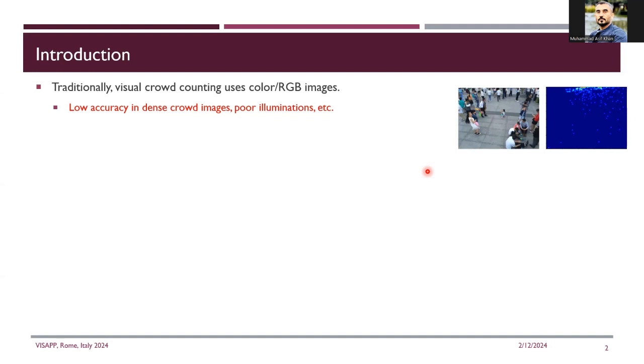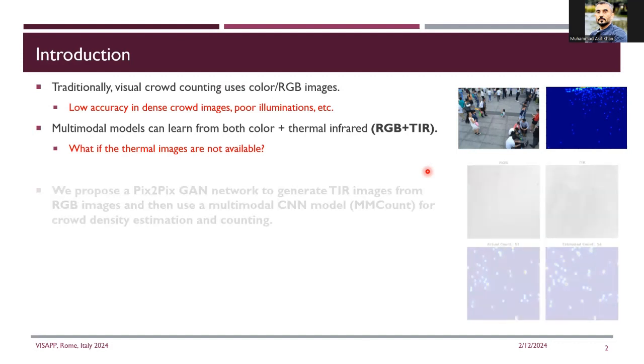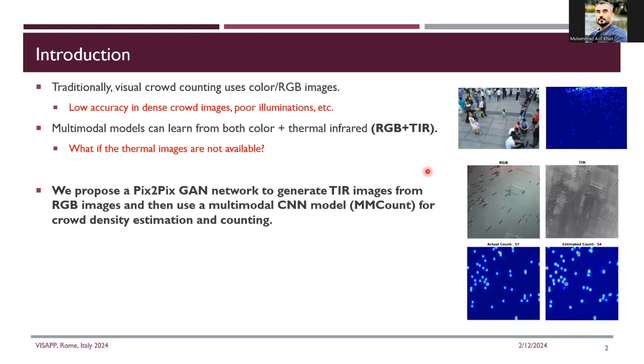So to cope with this challenge, researchers have proposed multimodal models that can learn from both color and thermal images, which are captured using thermal infrared cameras. Using two different modes like RGB and thermal images, multimodal models can achieve better performance and better accuracies. However, thermal images are not always available beforehand. So in this work, we are addressing this specific problem.